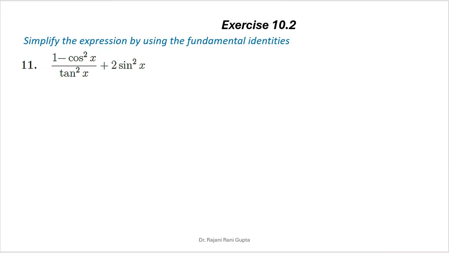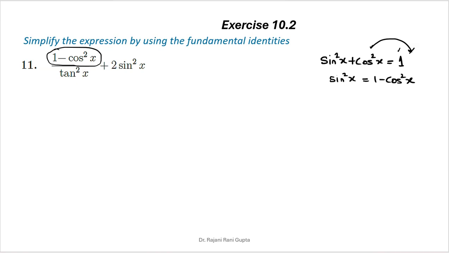1 minus cos square x over tan square x plus 2 sine square x. We have to simplify. Now, we know the identity that sine square x plus cos square x is equal to 1. Correct? Now, what you see here is 1 and minus cos square x. So if you move this to the other side, what you will get? Sine square x is equal to 1 minus cos square x. Right? So, in place of this numerator, you can write sine square x.